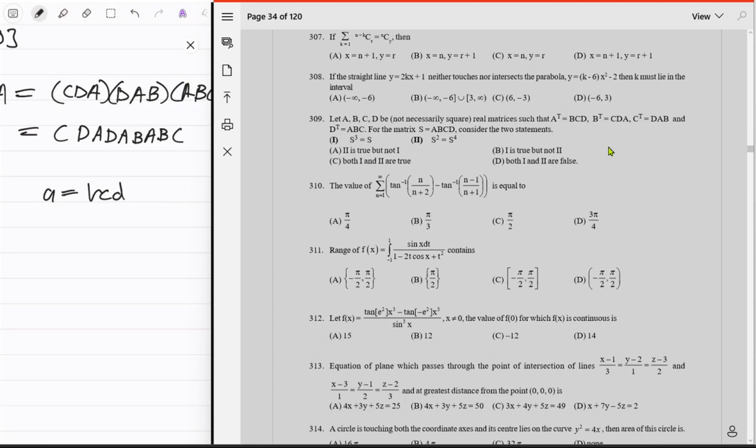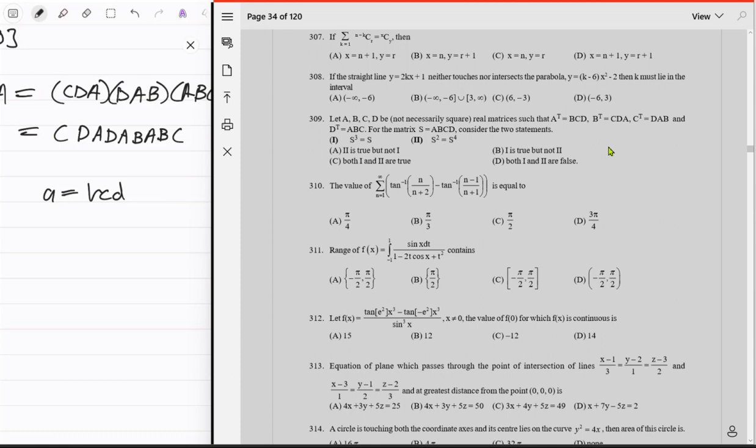Is S cube equal to S square? Let's look at it determinant-wise. I seriously don't know what should happen here. ABCD cube is equal to S, and S squared equals S power 4. Determinant-wise it works, because S cube equals S is correct. S squared equal to S power 4 is like saying S squared equals 1. What if S equals 0? That works. What if the determinant of S is 1? That also works. So both can happen, and that's a problematic thing. How would you figure out anything if this is going to happen?